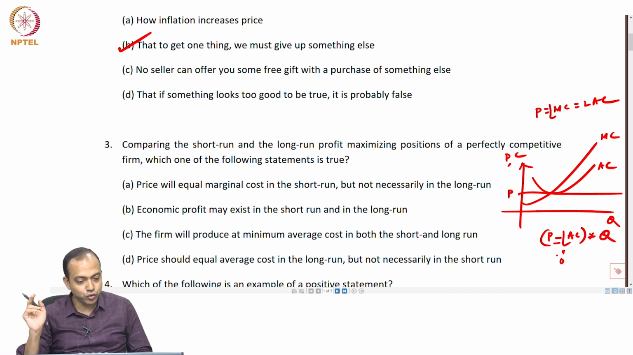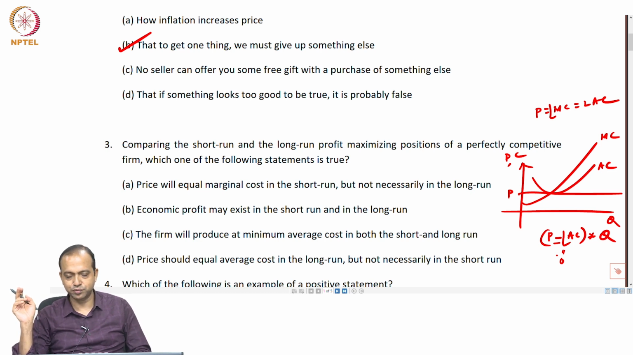The firm will produce at minimum average cost in both the short and long run, minimum of average cost, both in the short and in the long run. That is also not true.